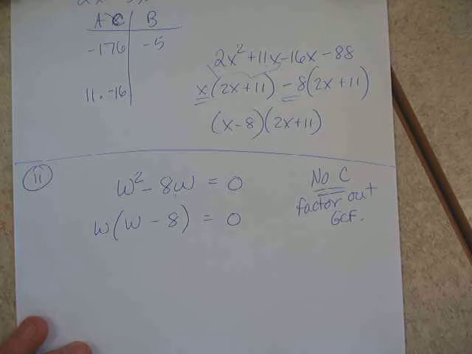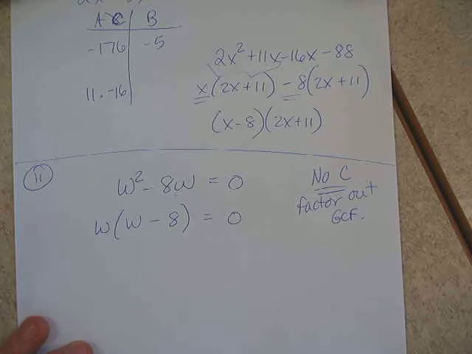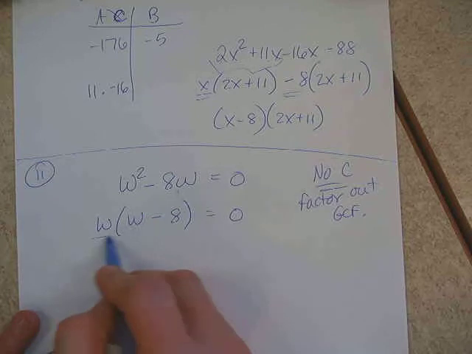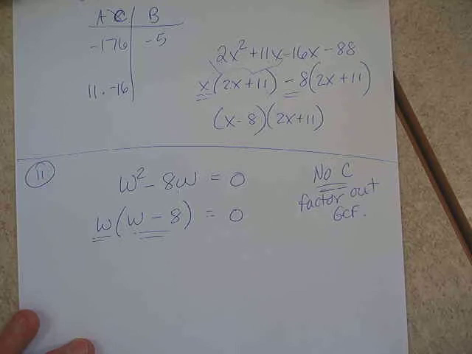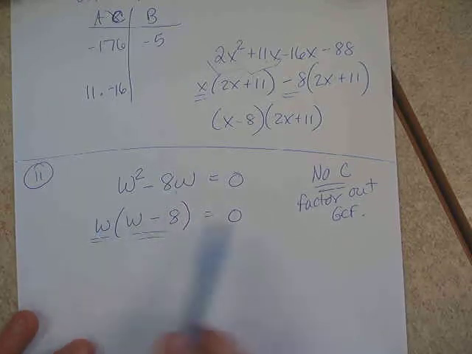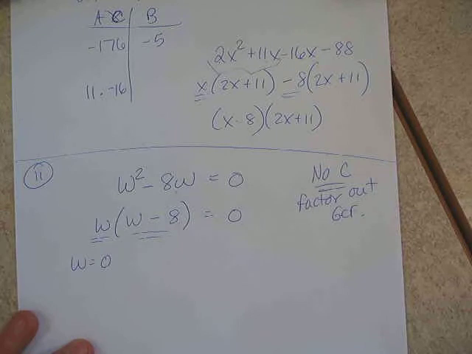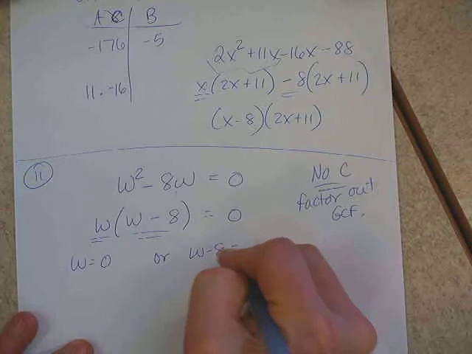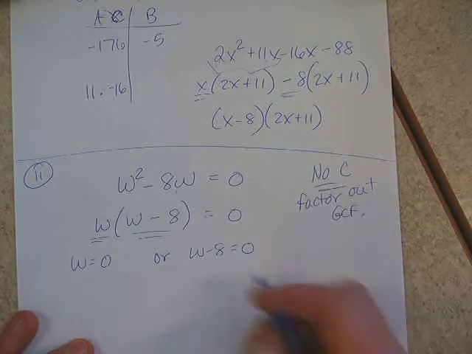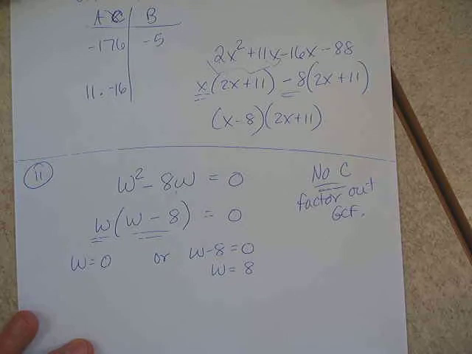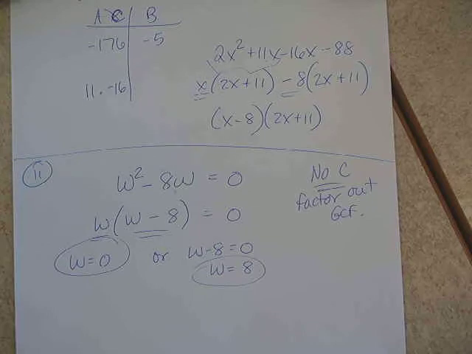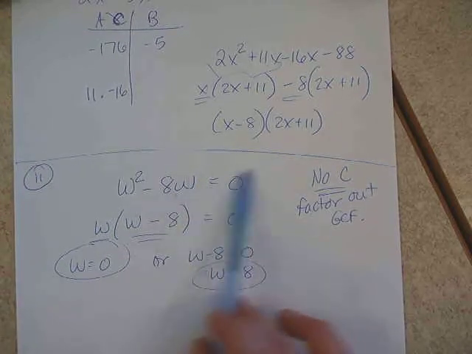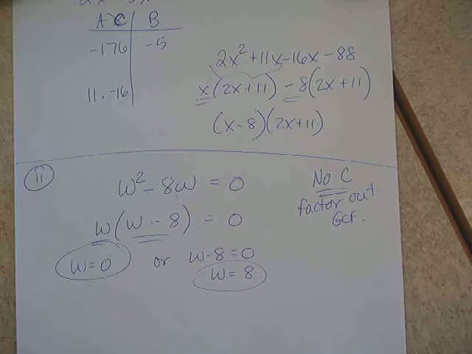So what's the GCF of w squared and 8w? W. So this is w times w minus 8. That's as factored as we can get it. Now our factors are w and w minus 8. So instead of setting both binomials equal to 0, w equals 0, that's the easy one. You don't even have to solve. That's one of the factors. Or w minus 8 equals 0, which means w could be 8, right?